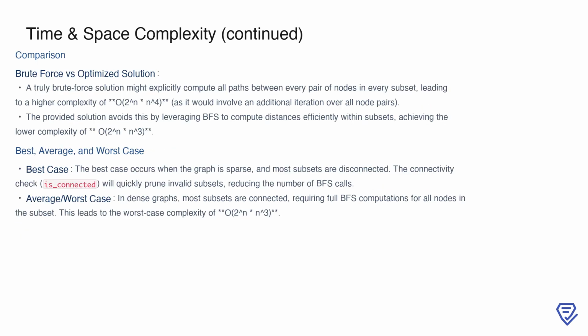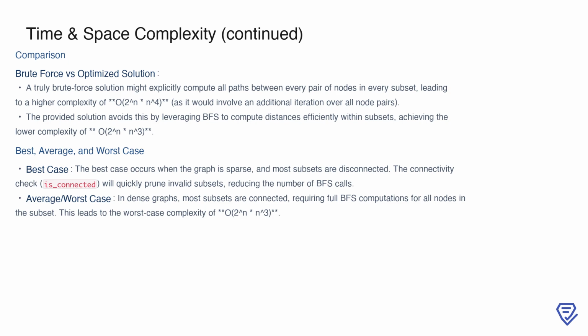Comparing this solution to a brute force approach highlights the efficiency gained. A naive brute force method might explicitly compute all paths between every pair of nodes in every subset, which would lead to a much higher time complexity of 2 to the power of n asterisk n to the power of 4. This is because it would involve an additional iteration over all node pairs for each subset. In contrast, our solution avoids this inefficiency by leveraging BFS to compute distances within subsets, reducing the complexity to 2 to the power of n asterisk n cubed.